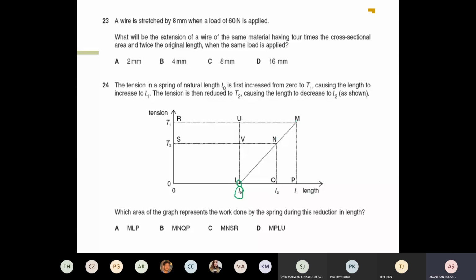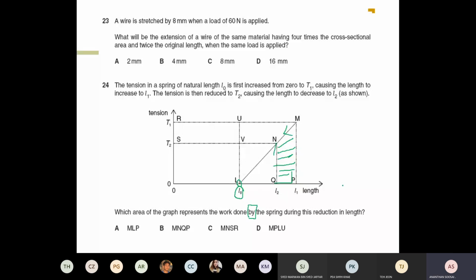From T1 it dropped to T2. What is the energy recovered? So of course this is the energy recovered. You get this energy back, because you go down. Go down, this is the energy recovered. Represent the work done by the spring. So this is the energy recovered. The work is done by the spring, not on the spring.